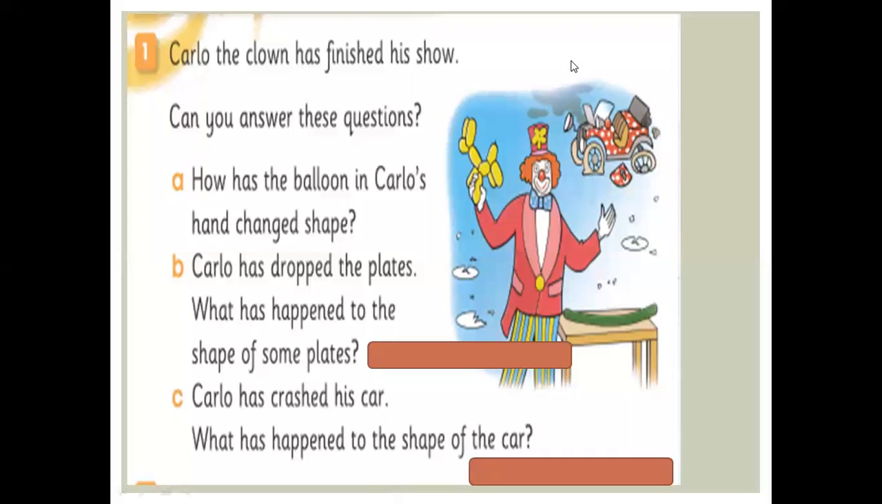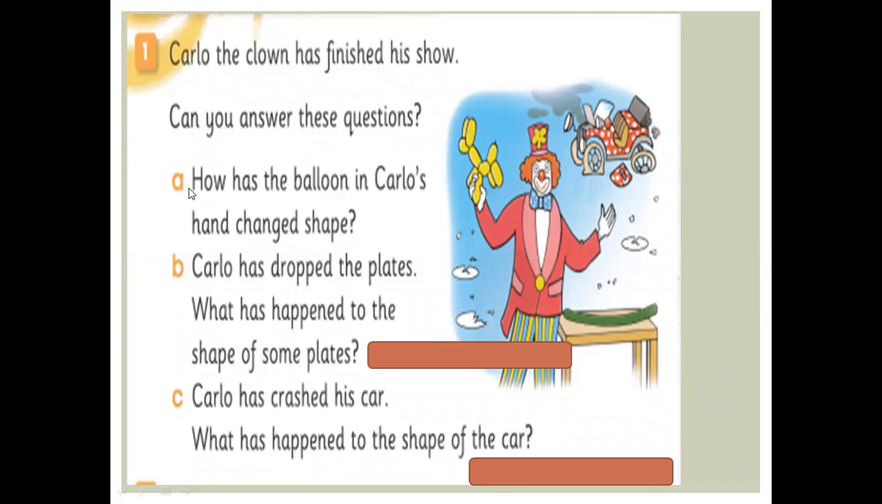question. Carlo the clown has finished his show. This is Carlo the clown. He has finished his show. So now we are going to see this picture carefully and give answers to the questions that are given. You can take out your pencil and write the answer in front of the question.